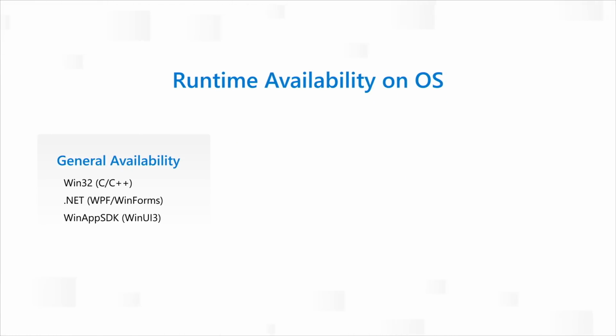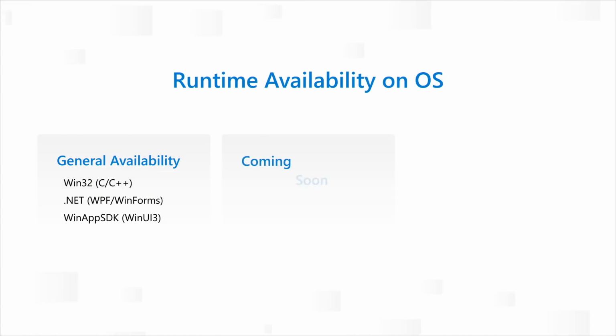In the past years, we were proud to announce WebView 2 has general availability on Win32 C and C++, .NET through WPF and WinForms, and in the Windows App SDK through WinUI 3. We have heard positive feedback about our readiness on these platforms and want to continue expanding our reach. We're excited to announce that in the next quarter, WebView 2 will also be available in desktop UWP through WinUI 2, .NET MAUI and Blazor, and in the upcoming year, we're releasing WebView 2 on macOS.